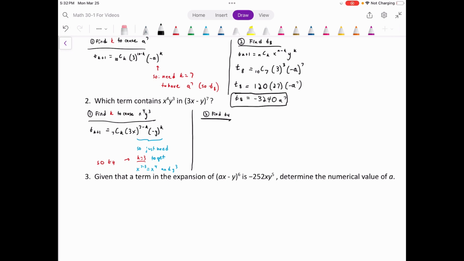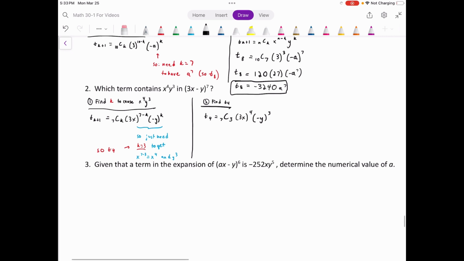We just got to figure out what that term actually is now. So the 4th term will be 7 choose k, or n choose k, but n is 7. We know that k is 3, so we've got 7 choose 3, times our x, which, be careful, is really 3x, to the power of n minus k, so 7 minus 3, that's 4, times our y, again, be careful, our y is not y, it's negative y, to the power of k, and k is 3.